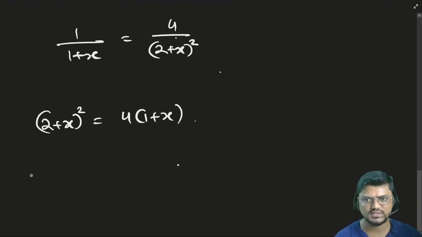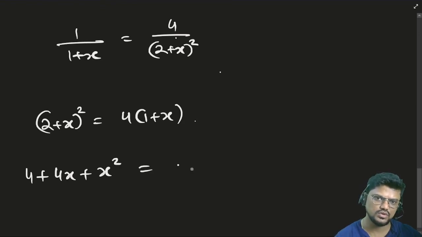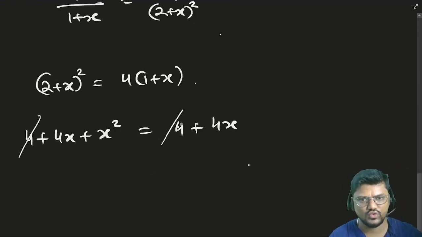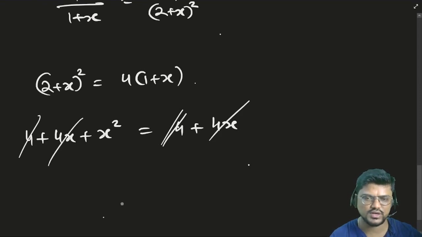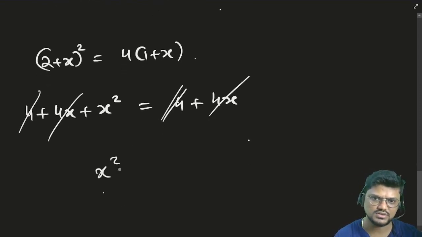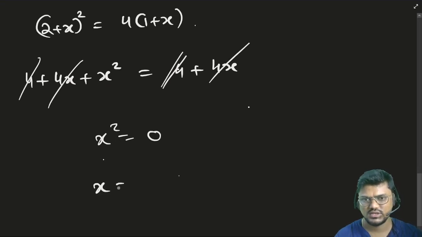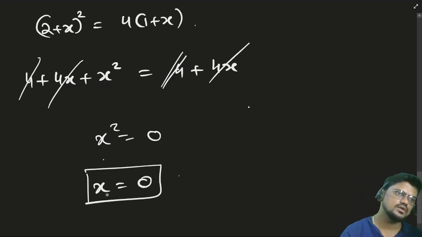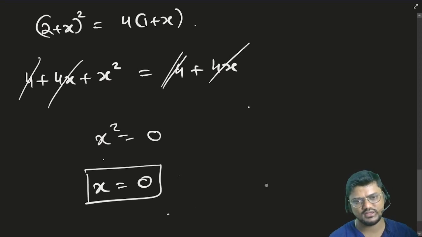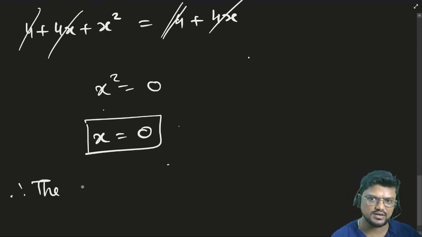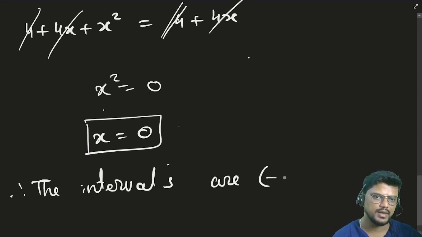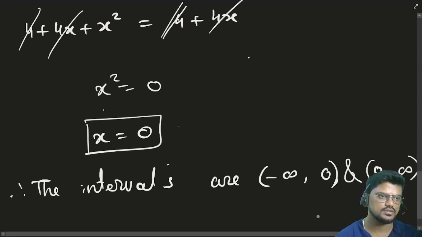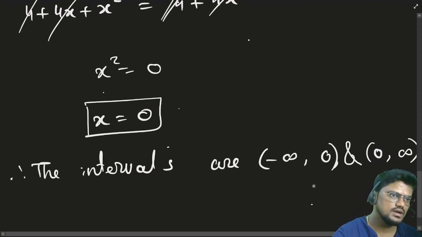Now we'll expand this. 4 plus 4x plus x square equals 4 plus 4x. 4 and 4 will get cancelled. 4x and 4x will also get cancelled, and what you finally get is x square equals 0. That means x equals 0. So x equals 0 is the point where it has the increasing or decreasing function. Therefore, the intervals are from minus infinity to 0 and 0 to infinity. Fine. These are the intervals.